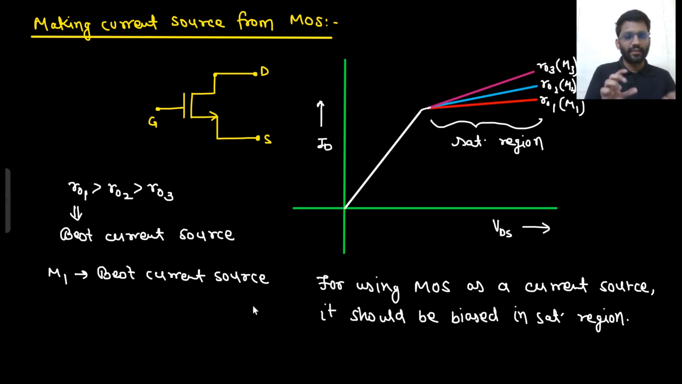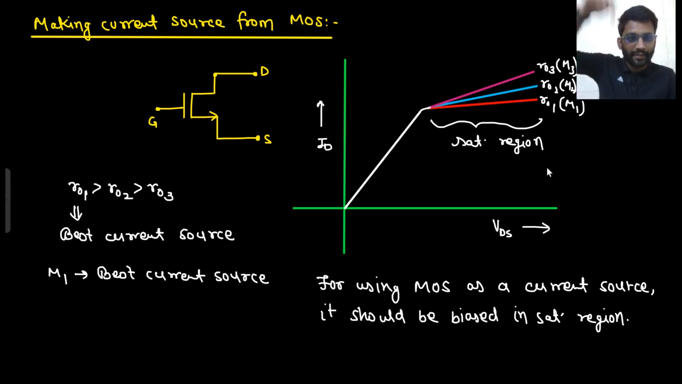So what did you understand? If you need a MOSFET as a current source, you need to bias it in saturation region. Also, the better the R out, the better the current source. If you are having more R out, that means your current source would be better. So here M1 is the best current source. This is what we have understood till now.